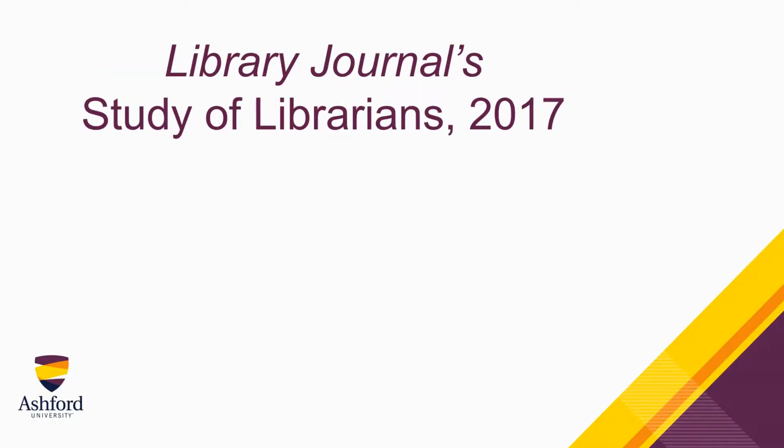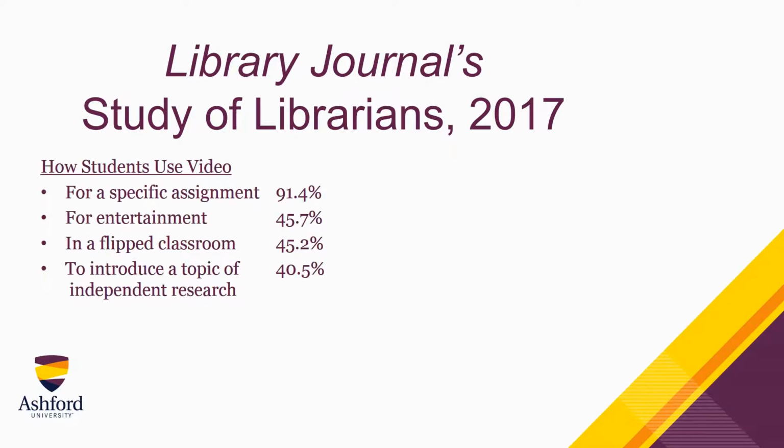The Library Journal conducted a study of academic librarians in the United States and Canada in April 2017 and found that 95% of libraries currently offer some type of streaming video content. This study determined that students are using video for a number of purposes. 91.4% use it as a component of a specific assignment. 45.7% view it for entertainment. 45.2% use video as part of a flipped classroom. And 40.5% turn to video to provide introductory material for independent research.